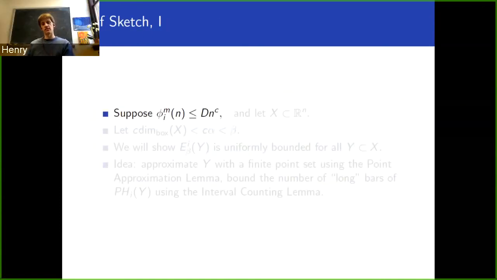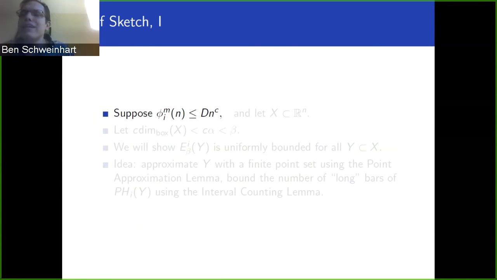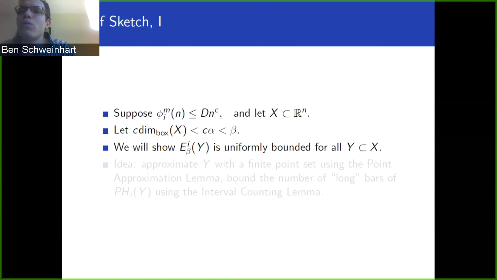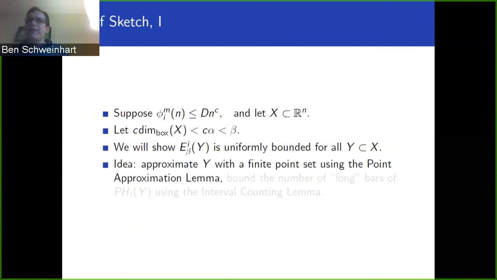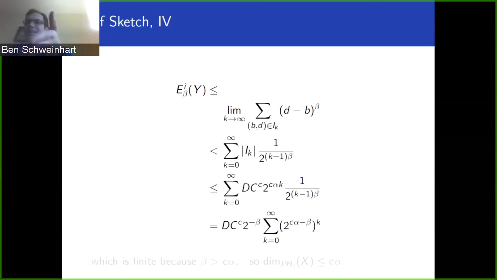Yeah. So if X is a subset of Y, we approximate Y with a finite point set using the point approximation lemma, and we have specific bounds on the number of points we need for that, and that number of points is related to the box dimension. And with that, we can bound the number of long bars of the persistent homology of Y using this interval counting lemma. And then we can do a summation argument and get that it's uniformly bounded for beta greater than C alpha, where C is the exponent controlling the number of intervals. That's the basic idea. I don't have time to go into detail. Very cool. Yeah.